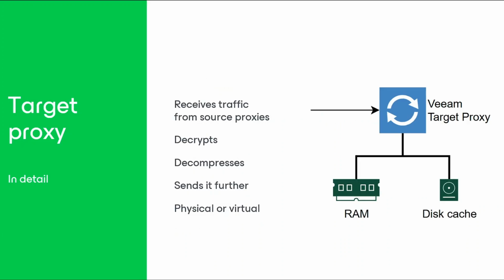The target proxy receives the data from the source proxy, also decrypts and decompresses all the traffic, and passes it on to the VMware cluster. Again, it receives all the data and stores it in RAM. If RAM is full, the disk cache is used, and it can be physical or virtual.